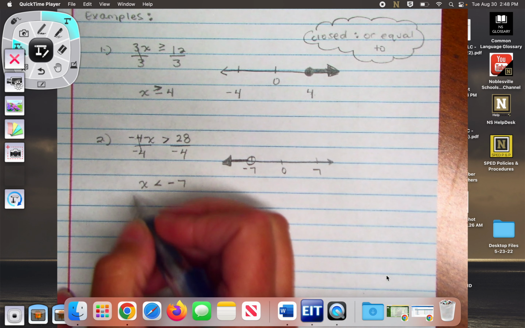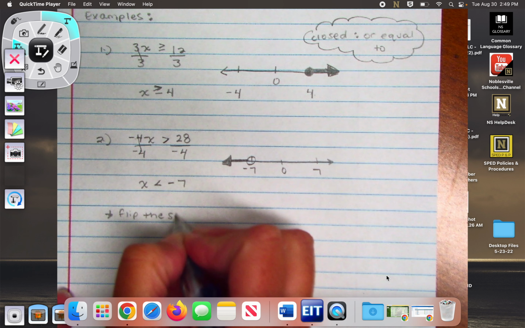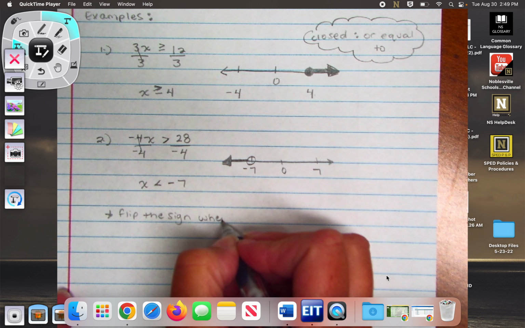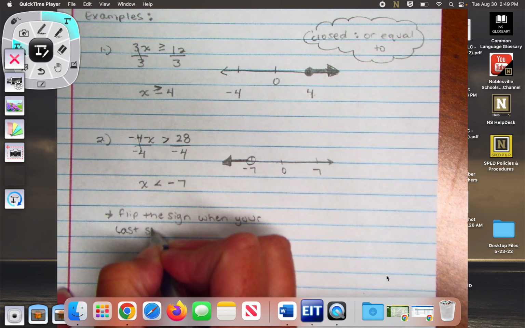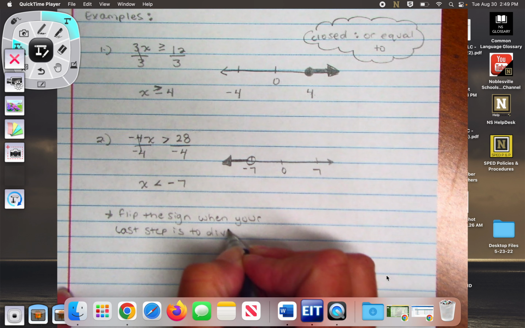So let's write ourselves a little note. Flip the sign when your last step is to divide by a negative.